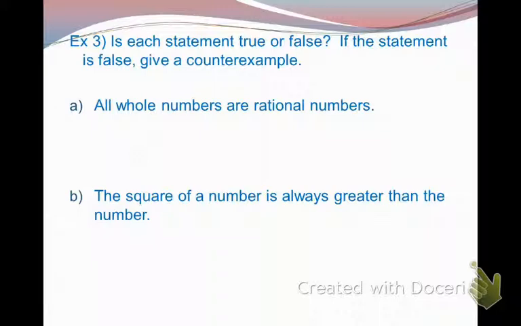the whole numbers are 0, 1, 2, 3, 4, 5, 6, 7, 8. 0, 1, 2, 3. Are all those rational numbers? Yes, they are.